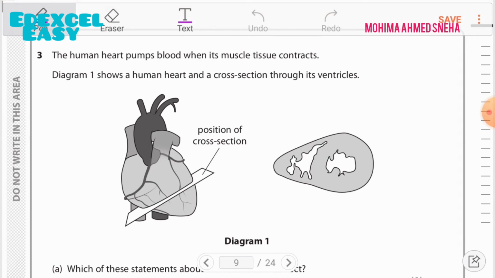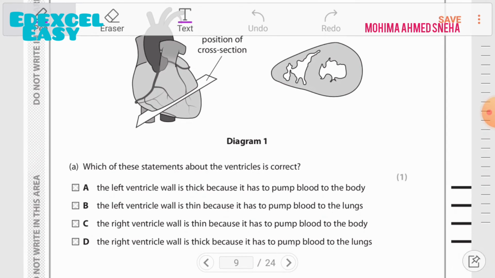The human heart pumps blood when its muscle tissue contracts. Diagram 1 shows a human heart and a cross-section through its ventricles. Which of these statements about the ventricles is correct? The left ventricle wall is thick because it has to pump blood to the body.